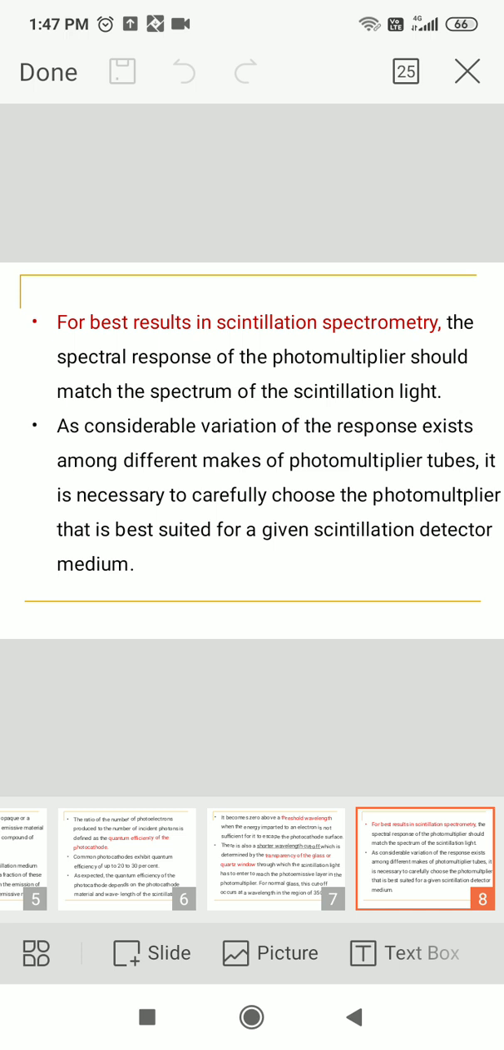For the best result in scintillation spectrometry, the spectral response of the photomultiplier should match the spectrum of the scintillation light. As considerable variation of the response exists among different makes of photomultiplier tubes, it is necessary to be careful to choose the photomultiplier that is best suited for a given scintillation detector medium.